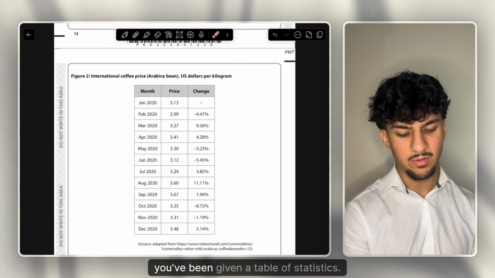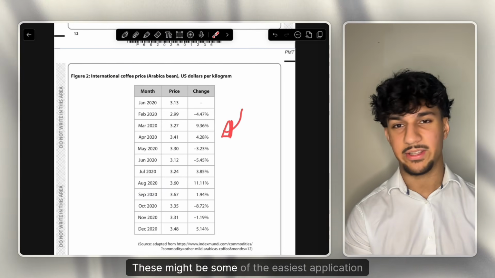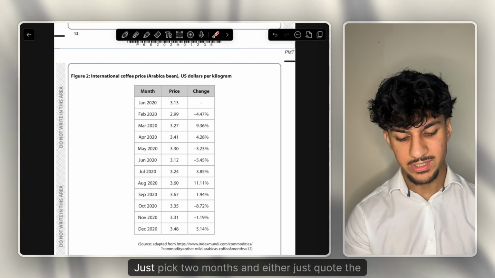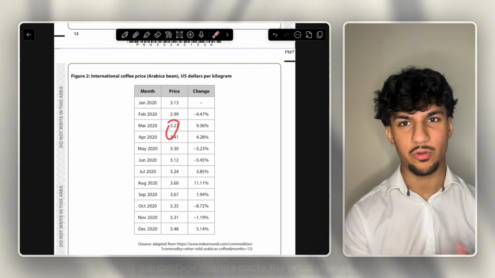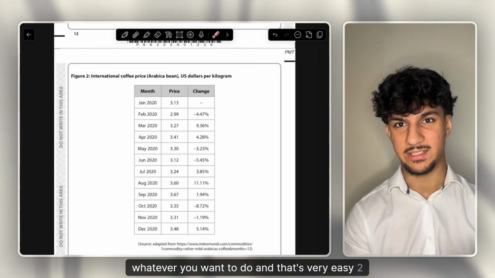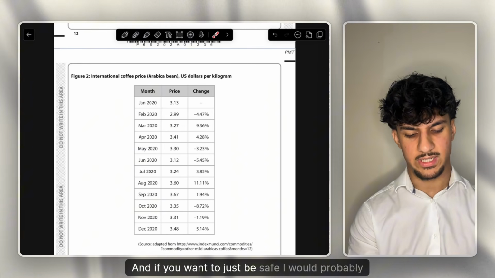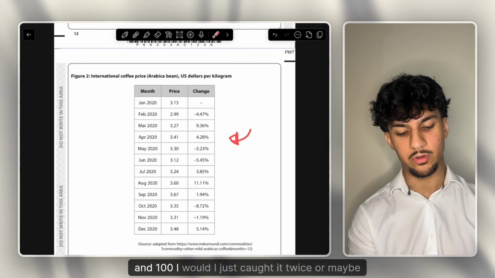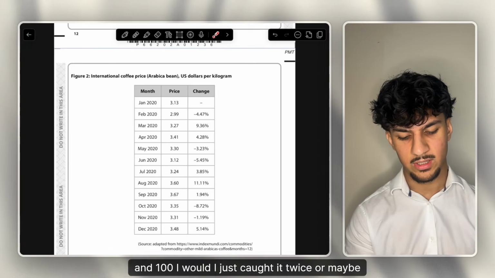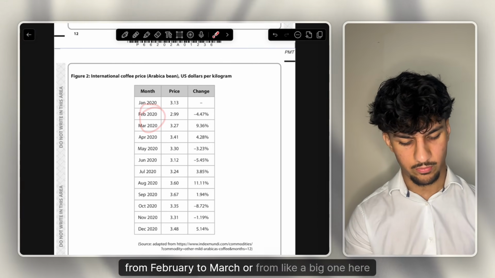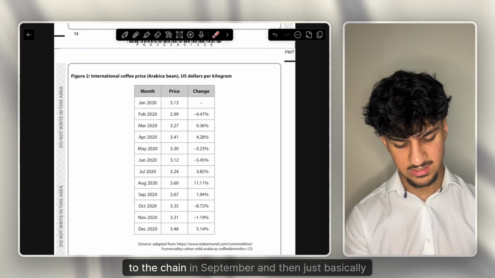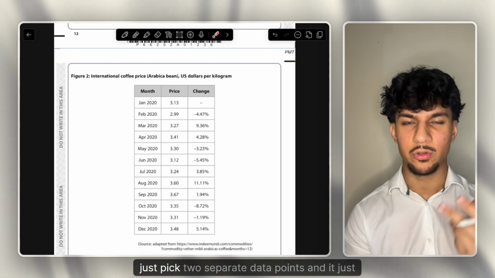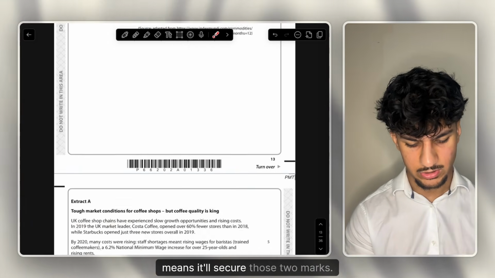Honestly, you've been given a table of statistics. These might be some of the easiest application marks to pick up. Just pick 2 months and either quote the percentage change or the price change, whatever you want to do, and that's very easy, 2 marks there with application. And if you want to be safe, I would 100% quote it twice, so maybe from February to March, or a big one here, next to the change in September. Basically just pick 2 separate data points, and it'll secure those 2 marks.